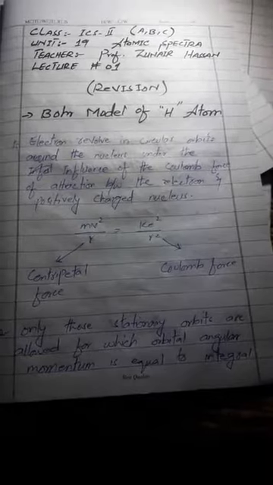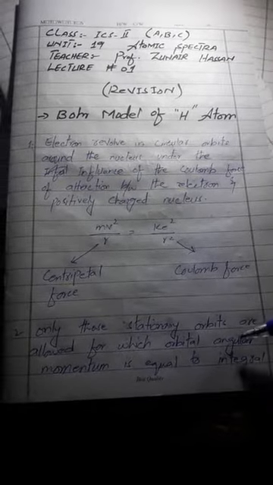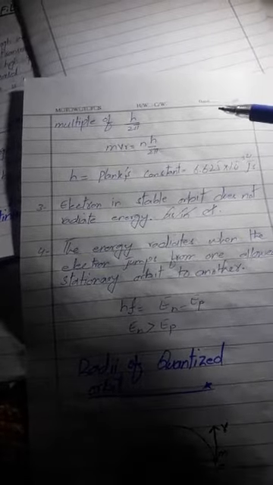And the second postulate: only those orbits, those stationary orbits, are allowed whose angular momentum is an integral multiple of h by 2 pi. h is the Planck's constant, so mathematically we can write it as mvr, which is angular momentum. If the angular momentum is equal to n h divided by 2 pi, then those orbits will be allowed. That means the electron will stay only in those orbits, it cannot exist in any other orbit. In this case h is the Planck's constant and the value is 6.625 times 10 to the power minus 34 joule second.